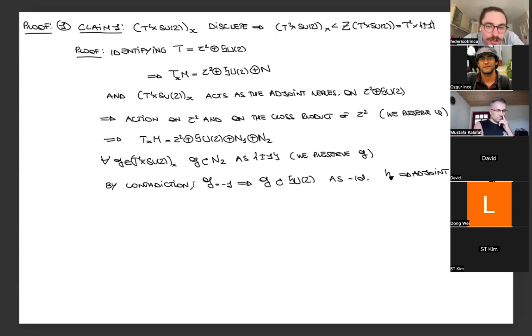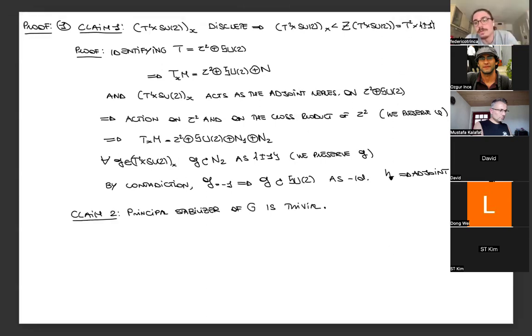By contradiction, we need to assume that G is equal to -1, so we act on N2 as minus the identity, but then we also need to act on SU2 as minus the identity, and this is a contradiction.